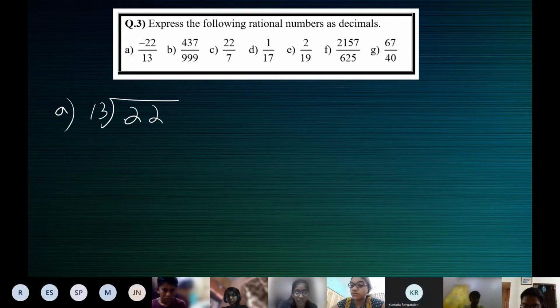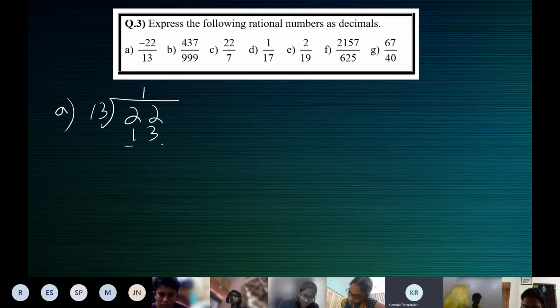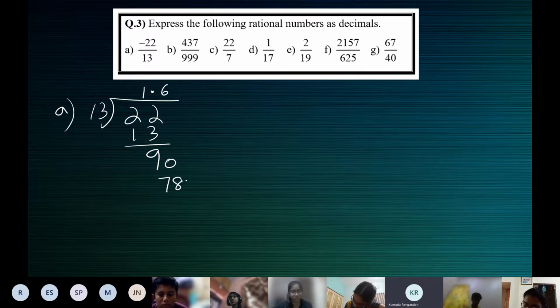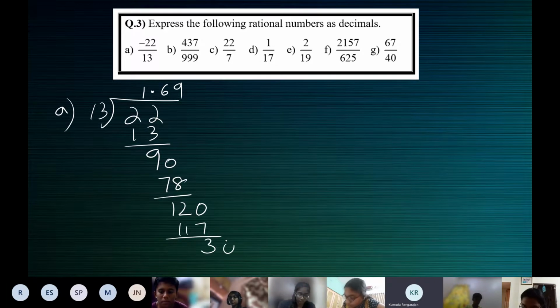All right, children. So, 22 by 13. This is the regular division. 22 by 13, this is a regular division. Go back to fifth standard. How do you do it? 13 ones are 13. What is the remainder? 9 is the remainder. Then keep a point, correct? Add a 0. 13 sixes are 78. 12 is the remainder. Add a 0. 13 nines are 117. 3 is the remainder. Add a 0. 13 twos are 26, 4 is the remainder.